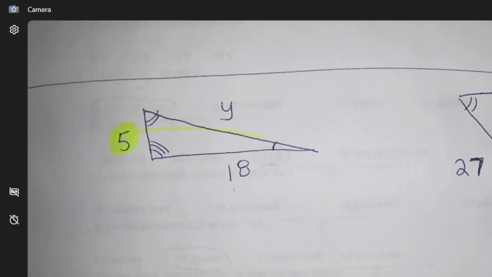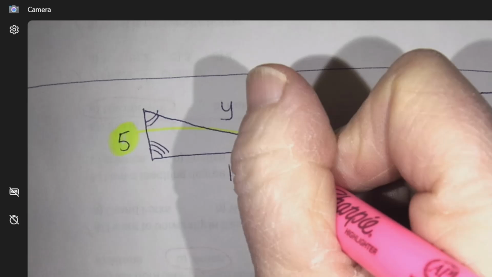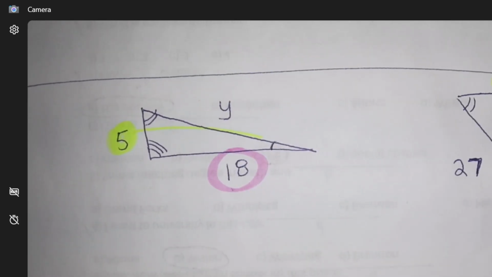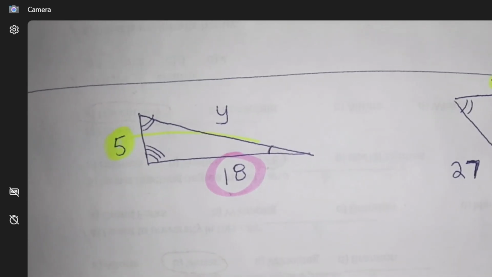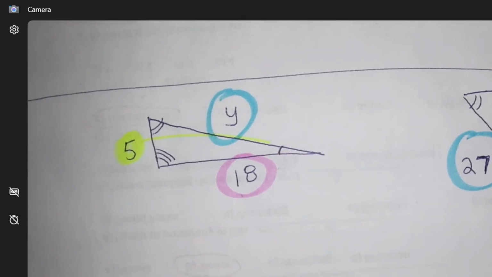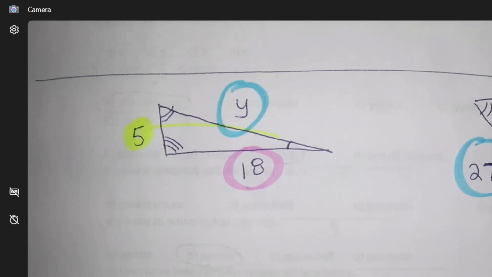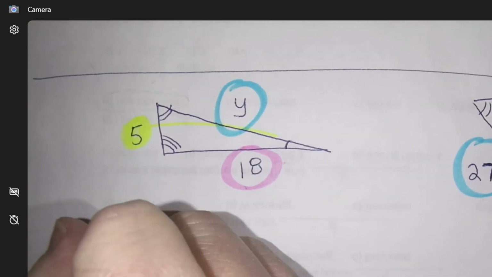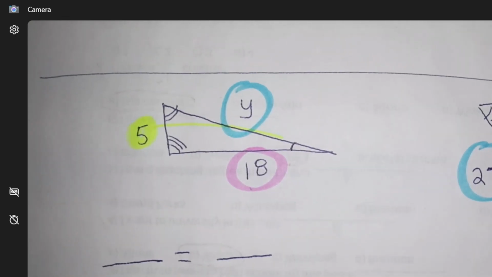Okay, now I'm going to do the 18. Which one would my 18 correspond to on the other triangle? X. Okay, well that makes it easy, right, for the last one. So now I'm going to set up a 4-part ratio. Ratios always have 4 parts. Something over something equals something over something.